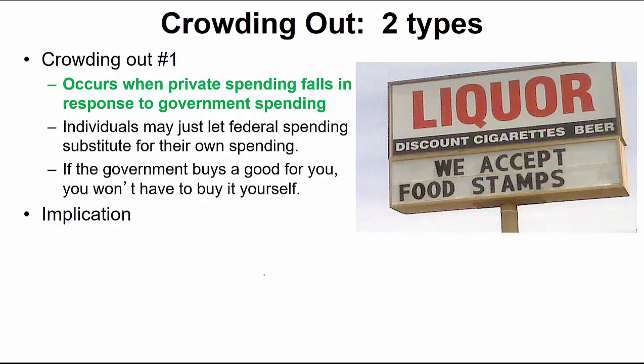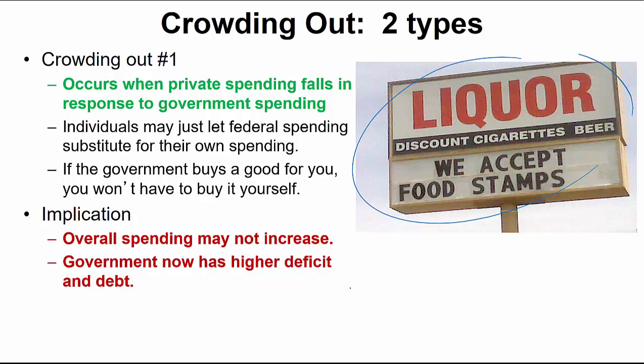So for example, well, this sign kind of says it. What if I was planning to spend $100 on food, but then the government decided to give me food stamps? Well, now I'm not going to spend $100 on food, and in fact, I might just hold on to it and save it for later. So the government spending just replaced spending that I would have done otherwise. So there's no net effect. Overall spending may not increase, but our debt does, and so that's the first type of crowding out.